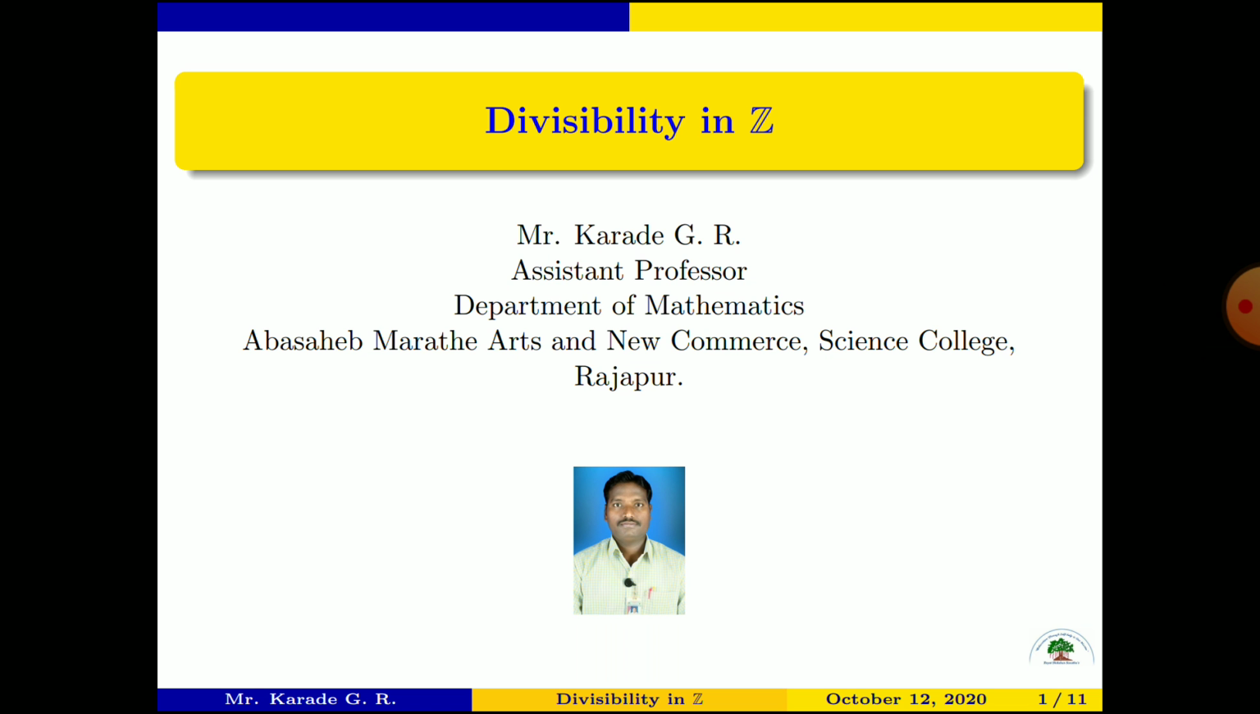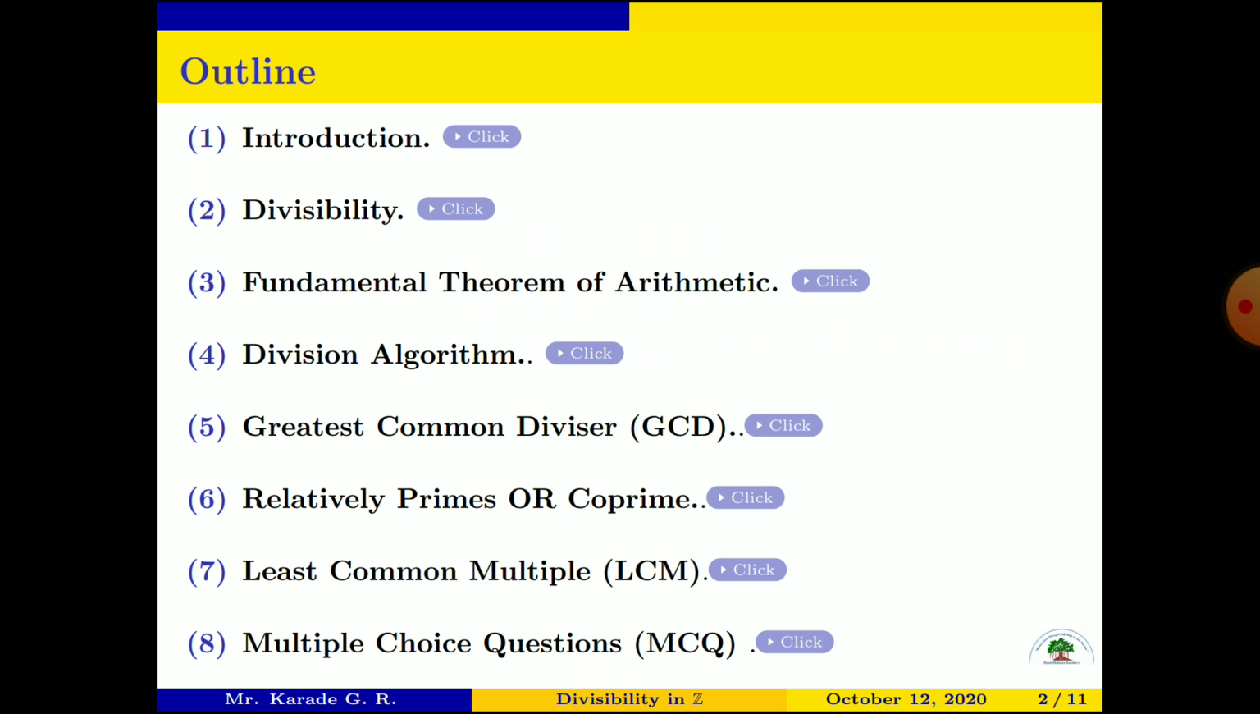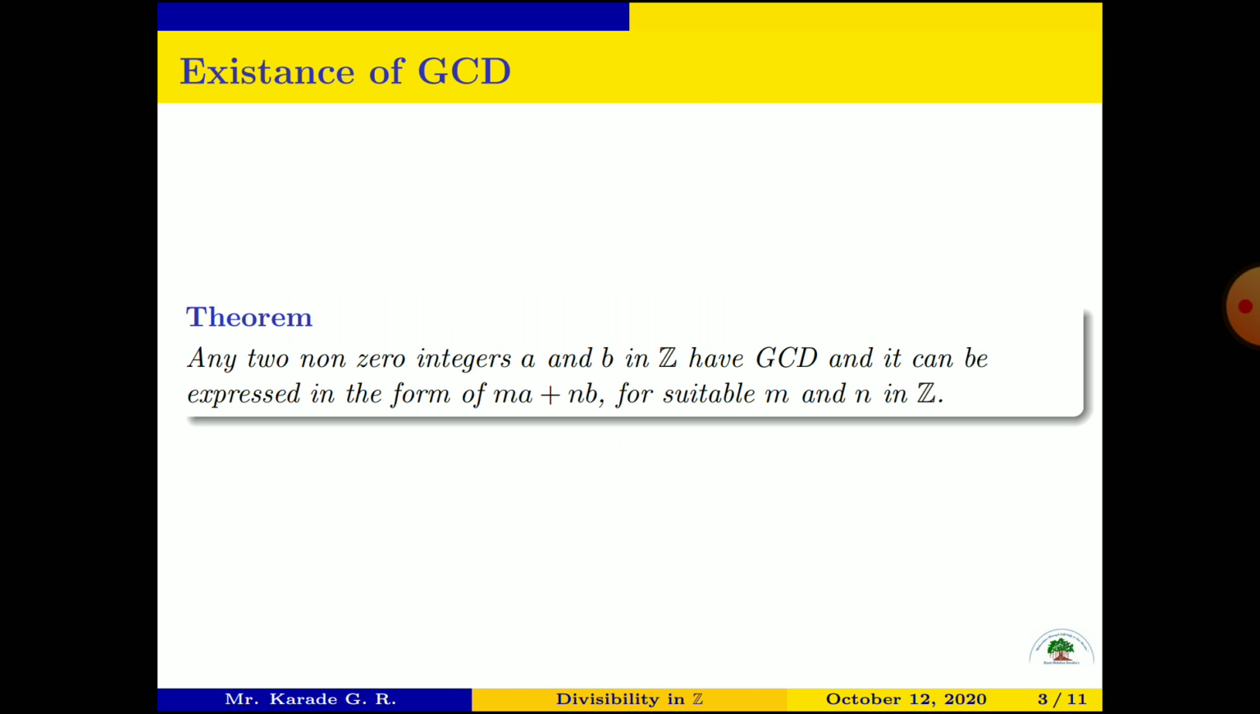Okay, today in this lecture we study divisibility in Z, and we discuss the greatest common divisor and how to find the greatest common divisor, or GCD, of two numbers. First of all, we see a very important theorem, a statement of the theorem, and based on this statement we have to solve some problems.